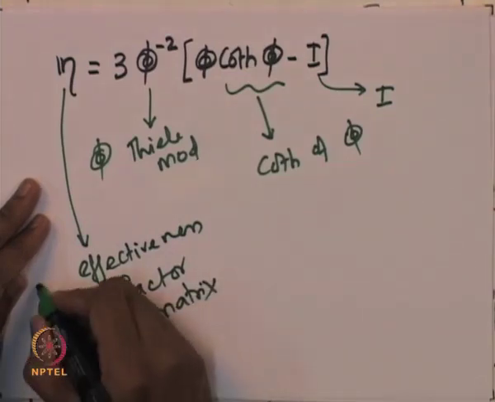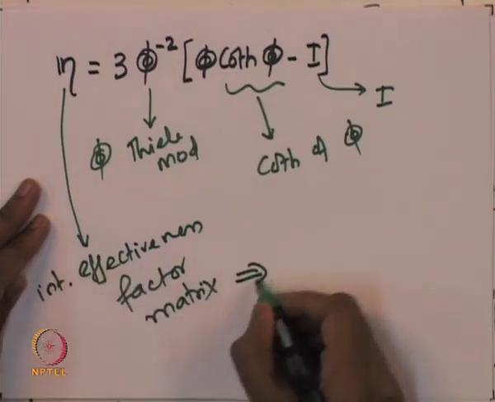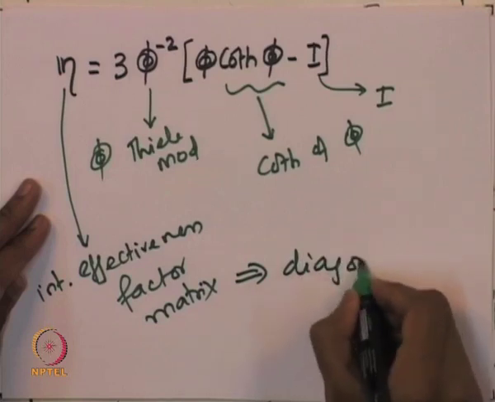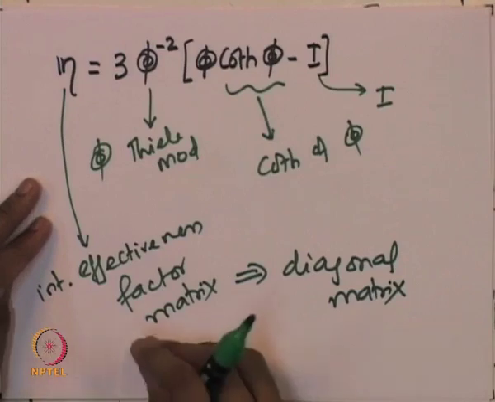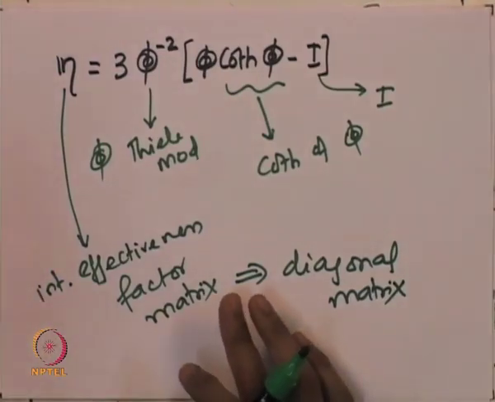Eta is the internal effectiveness factor matrix, and this is essentially a diagonal matrix. It is diagonal because the Thiele modulus matrix turns out to be a diagonal matrix, and the coth function of a diagonal matrix is also a diagonal matrix. Therefore, the effectiveness factor matrix is also a diagonal matrix consisting of the individual effectiveness factor of each of the reactions in the network.